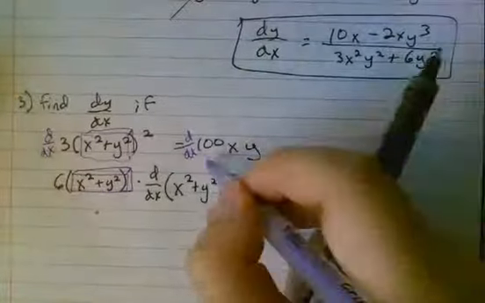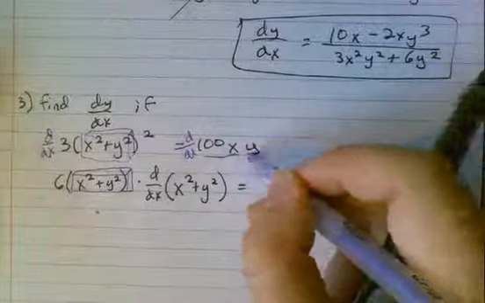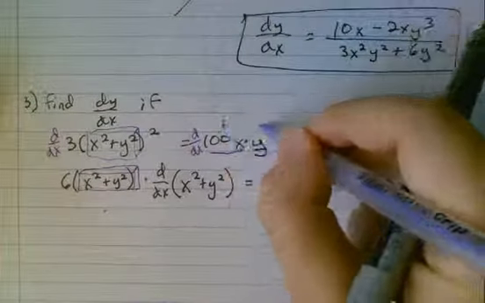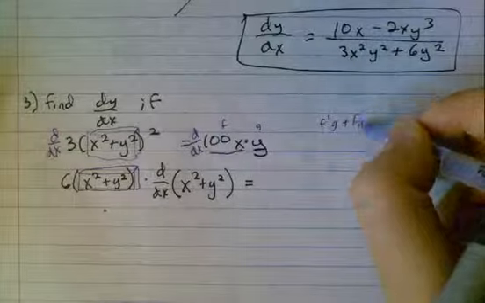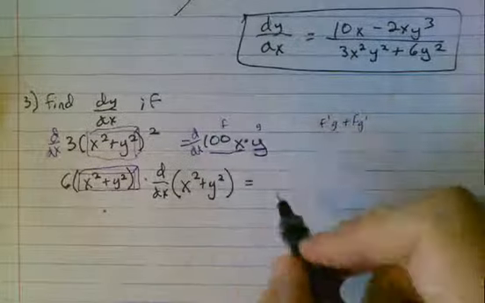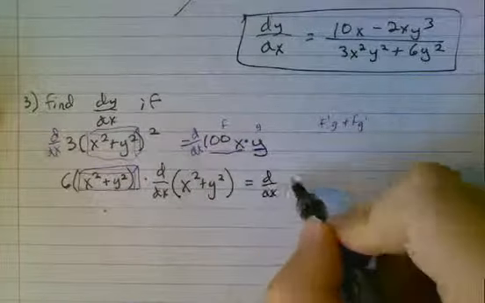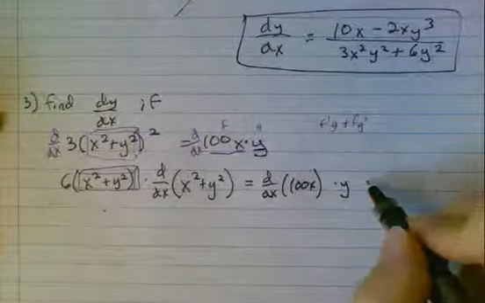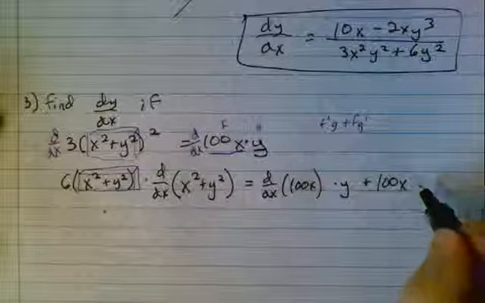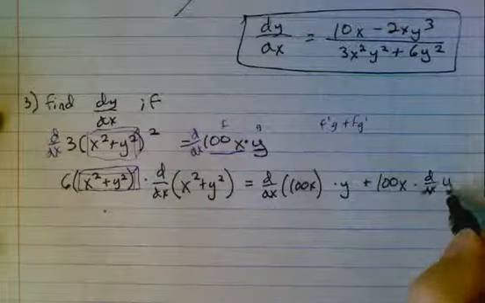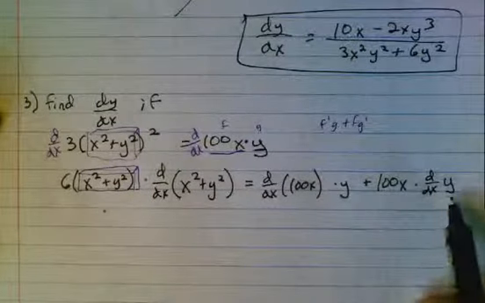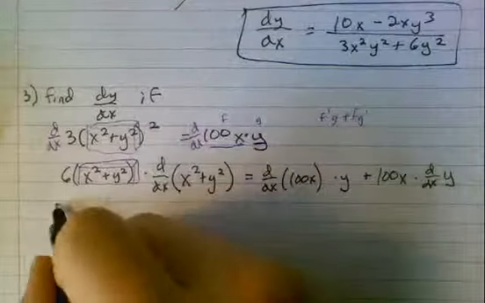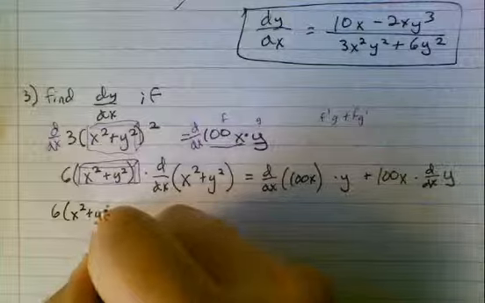Now over here we've got two different pieces. This y is some function of x, so we're going to have to use the product rule. Here's our f, here's our g, f prime g plus fg prime. So the derivative of 100x, I'm just going to multiply by y, it's along for the ride, plus 100x times the derivative with respect to x of y. Remember, that's got its own special name, it's just dy dx. So over here we've got 6 times x squared plus y squared.